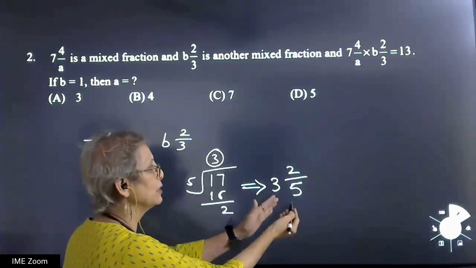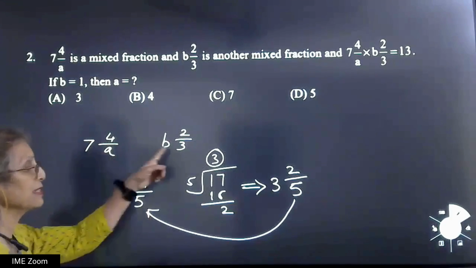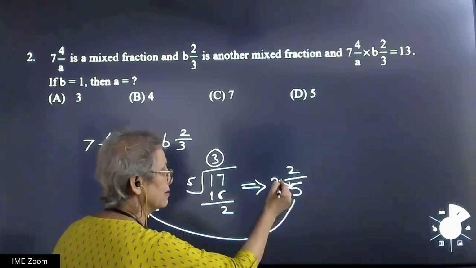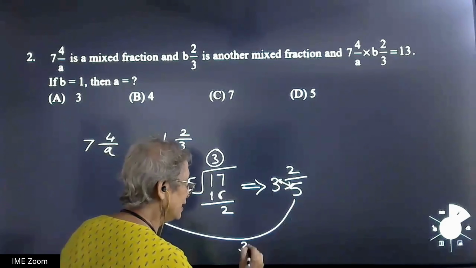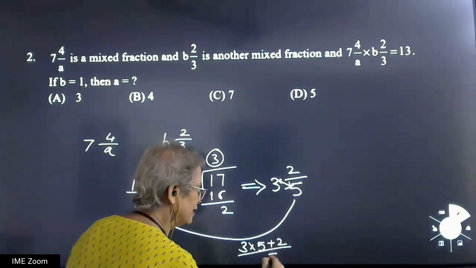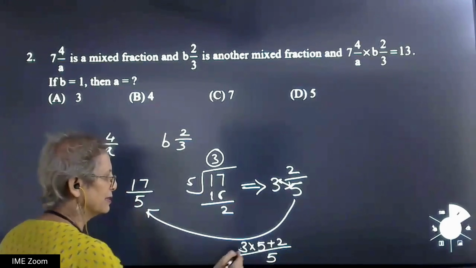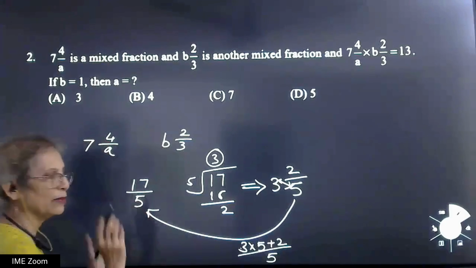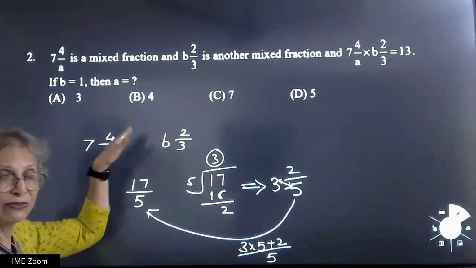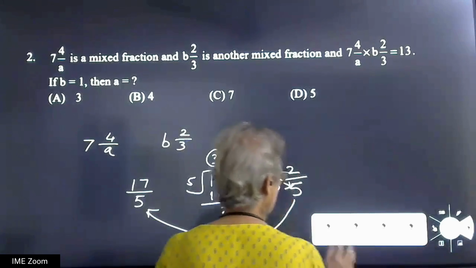This is the way of converting into mixed, and the reverse process is needed here, because mixed fractions are given to us. So what is the reverse process? Multiply these two together, that is 3 into 5, and then add 2 to this, and write the denominator as it is. So 3 5s are 15 plus 2, 17, and it is 17 upon 5. Understood? So the same method we are going to use here to convert them into improper. Okay.